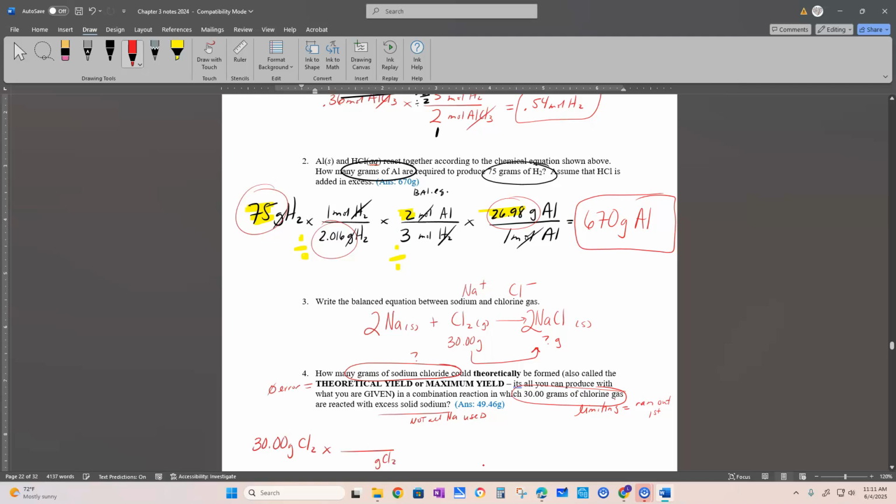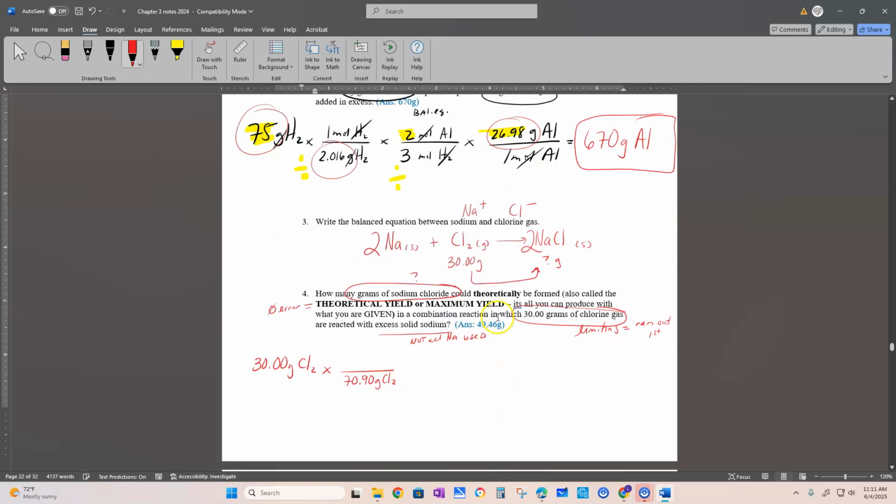Now remember I said with diatomics, I don't need to see, but here's the beware. 35.45 has 2 after the decimal, and times 2, you got to keep the 2 after the decimal, and that's going to be 1 mole of chlorine. So bye-bye grams. Now let's look at our balanced equation. I have 1 mole of chlorine, and because I want the product, I have 2 moles of salt. Bye-bye Cl2. And now I do need the molar mass for salt.